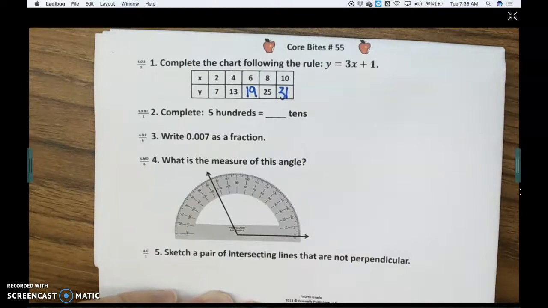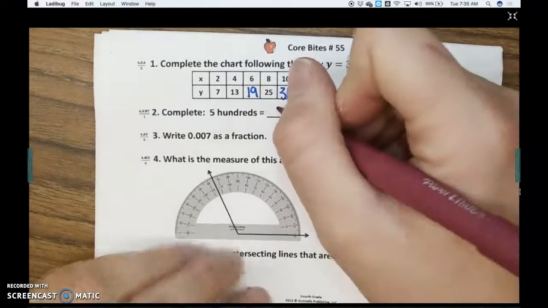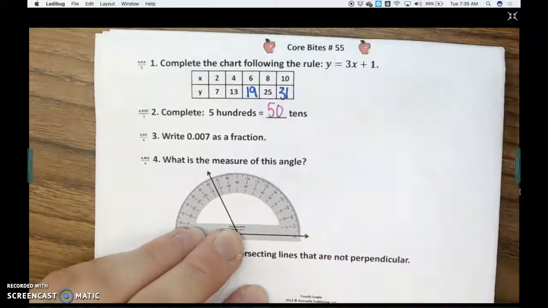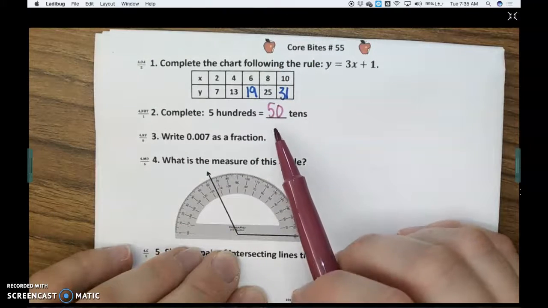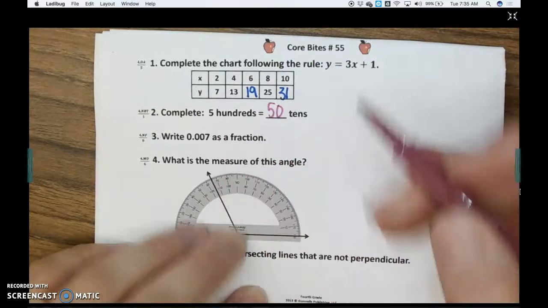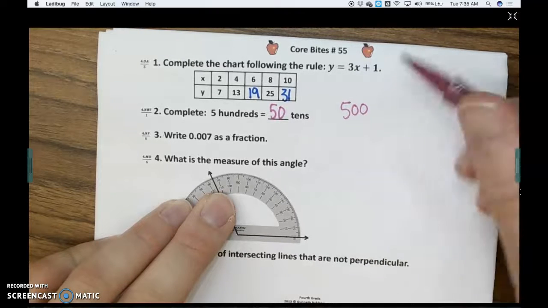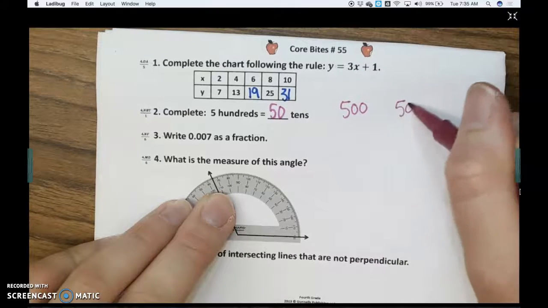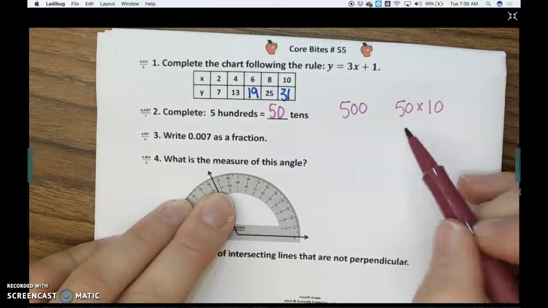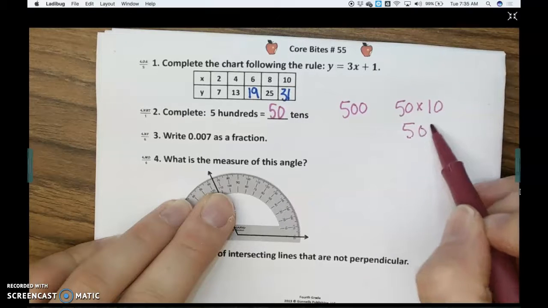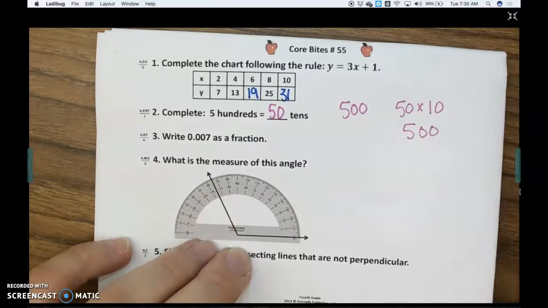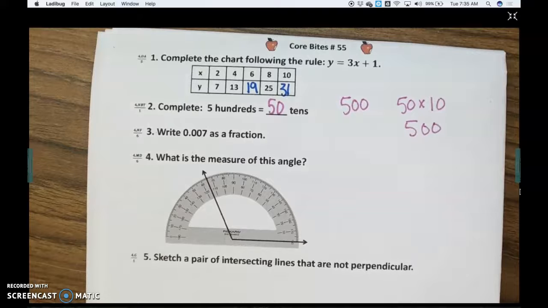Then the next one, we're looking at place value. So if we have 5 hundredths, how many tens would that be? That would be 50. Because if you multiply, we have 5 hundredths, so that would be 500, right? And so if you do 50 times 10, 5 times 1 is 5, add your 2 zeros, and you'd have 500, just like what it says.